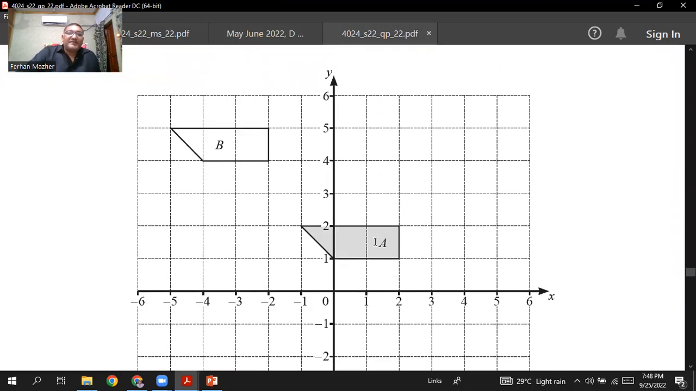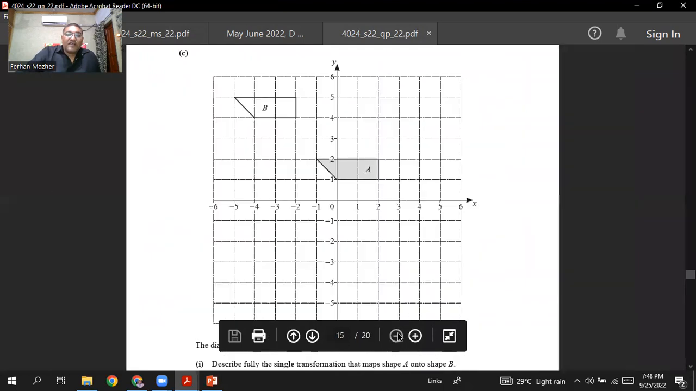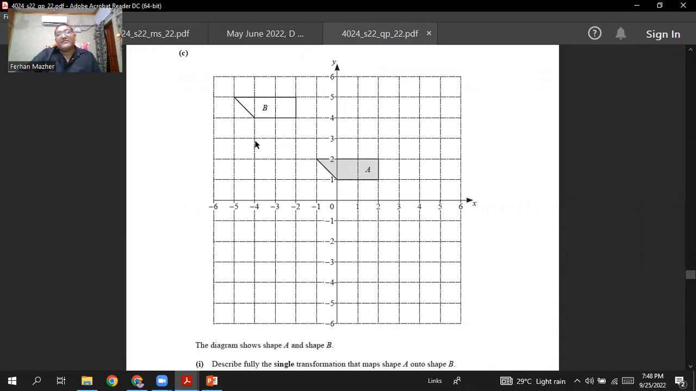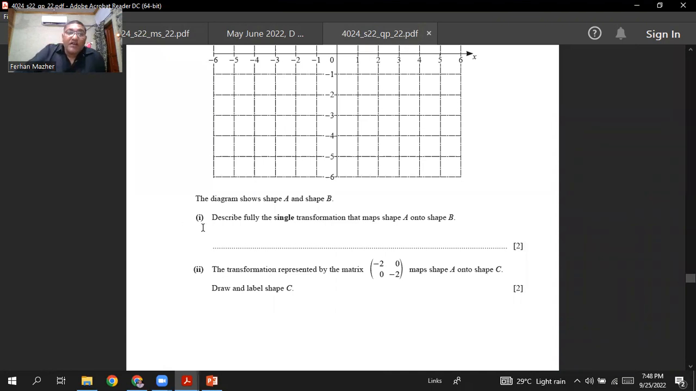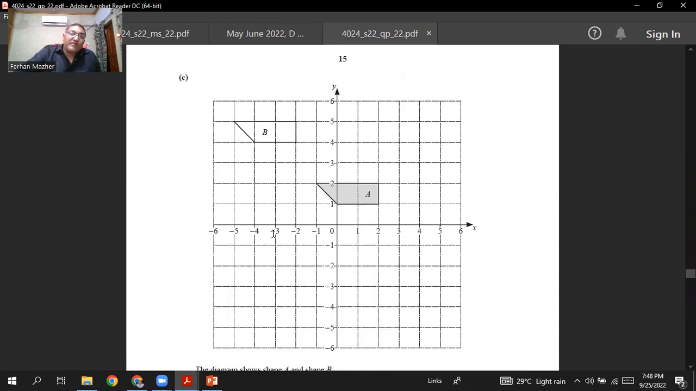Here we have, let me reduce the size. See this? Okay, this is trapezium A and this is trapezium B. He says the diagram shows shape A and shape B. Describe a single transformation that maps the triangle A onto triangle B. You see their size has not changed, their orientation has not changed, only the A has moved to the B. So it's a translation. So how do you find the translation?